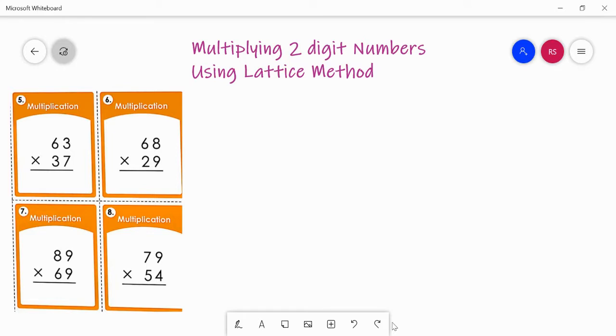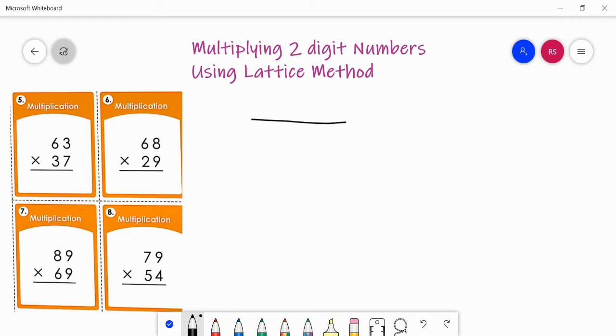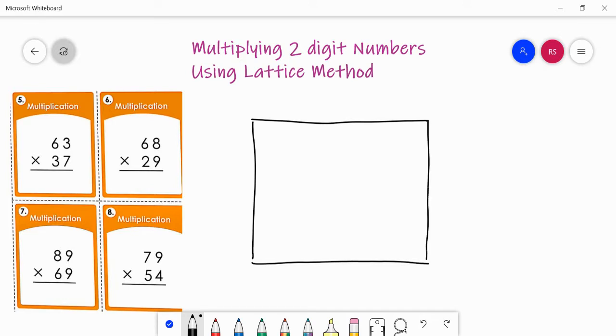To the left-hand side, I have 4 different task cards. We're going to work through 2 of them together, and then the last 2 I encourage you to do independently. With lattice, the most important thing is setting up your box correctly. So in your notebook, if you have a piece of notebook paper or something to write on, here's how we're going to start to draw our lattice box. We just draw a big square, just like that. This is the very first start to our box.